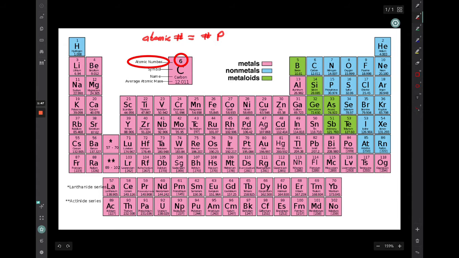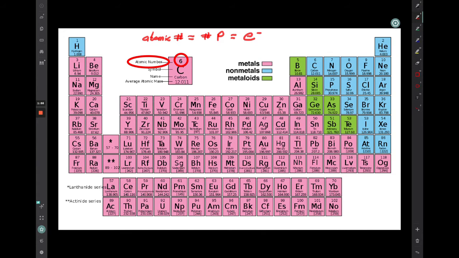We also know that the number of protons also equals the number of electrons. So the top number tells you the number of protons and likewise the number of electrons by default. At the bottom of the box, we have another number. This number represents the atomic mass number for the element.